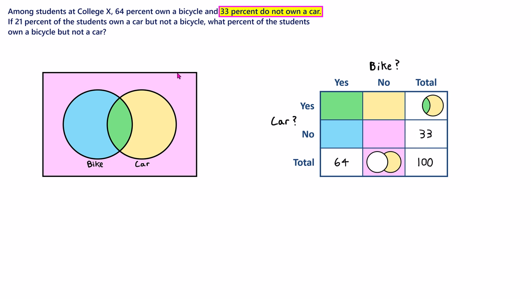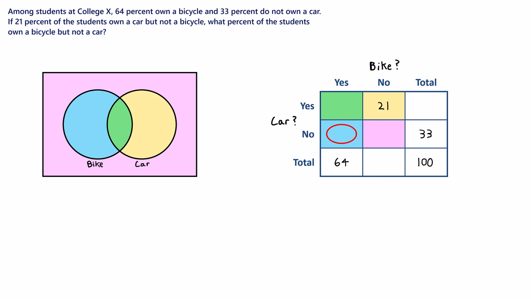And then we're told that 21% of the students own a car but not a bicycle. So these are the yes car, no bike students who are here in the yellow box. Finally, the question is asking what percent of the students own a bicycle but not a car. These students are yes bike, no car, so they belong in the blue box, and to indicate that this is the figure we're looking for, let's put in an oval. And now let's go ahead and solve this.